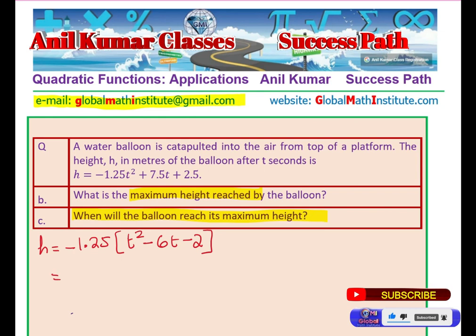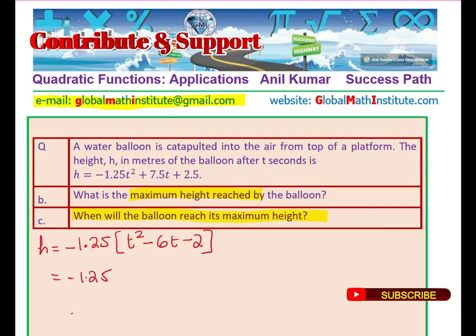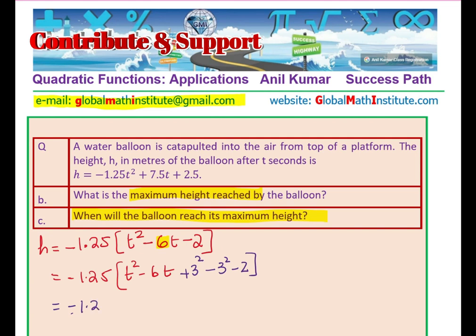Perfect. So let's do the right way, which is minus 1.25, and now completing the squares, we have t squared minus 6t. What do you do? You take half of this number, add and subtract its square. Half of this number is 3. So you add 3 squared and you subtract 3 squared, correct? Perfect. And then you get minus 1.25 within brackets, t squared minus 6t plus 3 squared, which forms a perfect square, t minus 3 whole squared. And here we have minus 9 minus 2, which is minus 11. So you see, we combine the three terms as a perfect square.